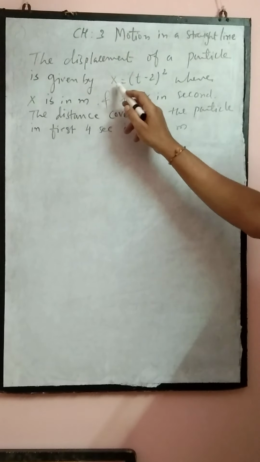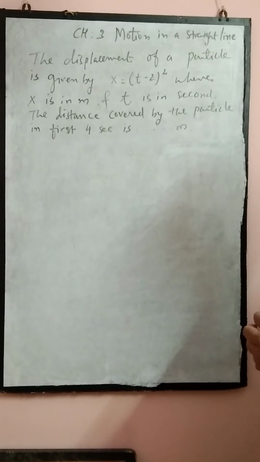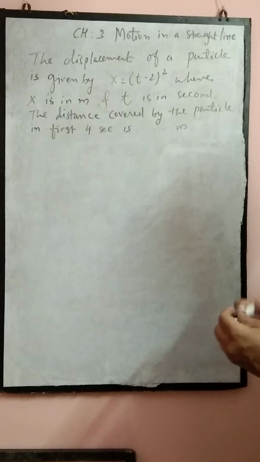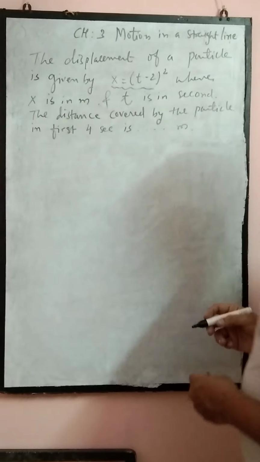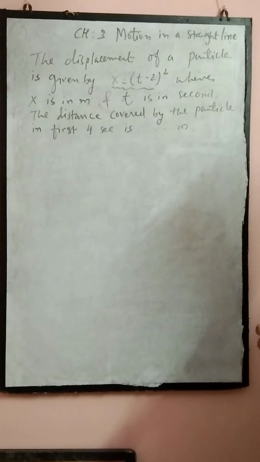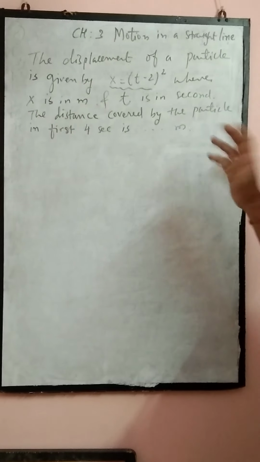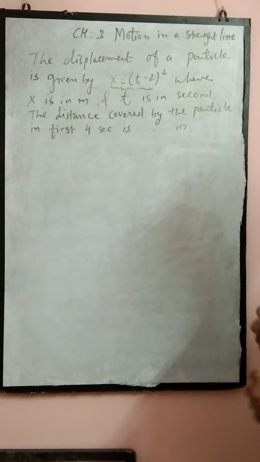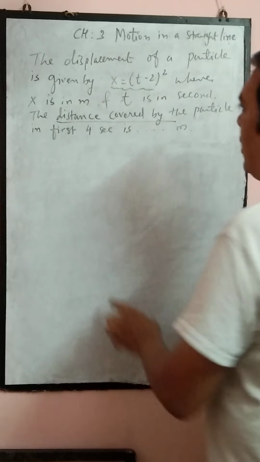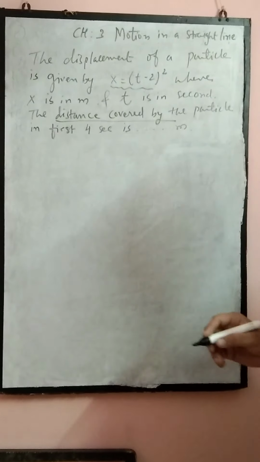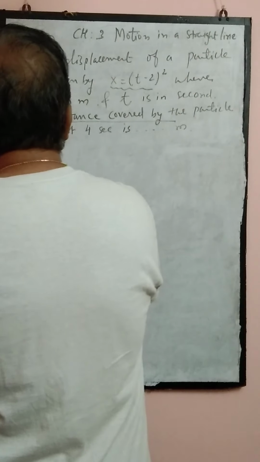That means displacement is represented by x and that is varying with time. So the relation of displacement and time is given as x is equal to (t minus 2) whole square, where x is in meter and t is in second. Keep it in mind, this is the displacement equation. The question: we want to find out the distance covered by the particle in the first 4 seconds. So how to get the solution?